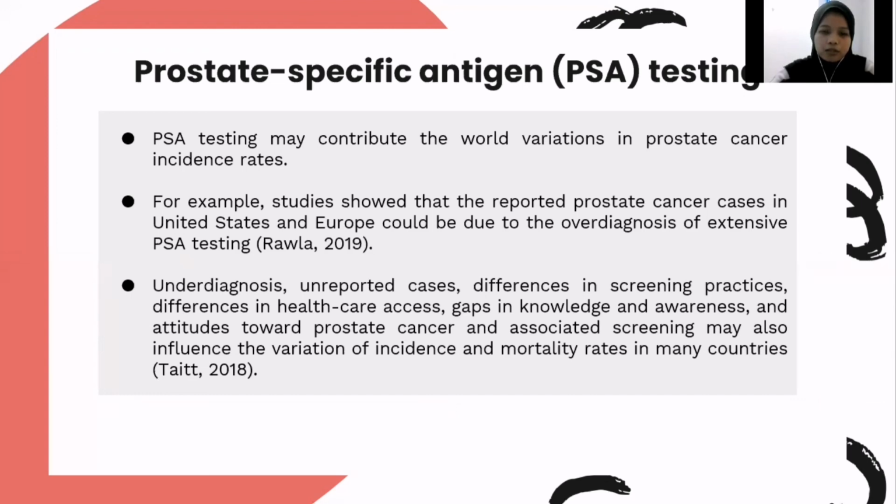However, the practice of PSA testing may contribute to the world variation in prostate cancer incident rates. For example, studies showed that the reported prostate cancer cases in the United States and Europe could be due to the overdiagnosis of extensive PSA testing. On the other hand, underdiagnosis, unreported cases, differences in screening practices, differences in healthcare access, gaps in knowledge and awareness, and attitude toward prostate cancer and associated screening may also influence the variation of incidence and mortality rates in many countries.